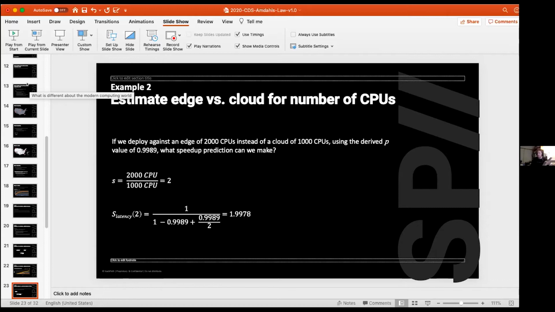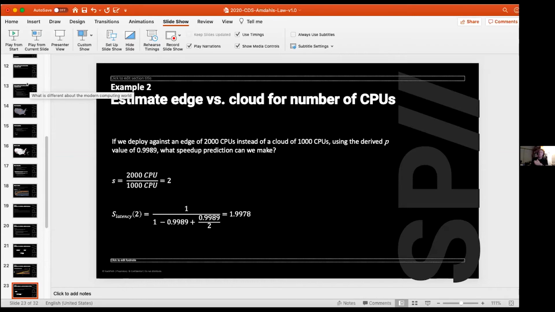Well, little s, let's assume that our edge has 2,000 CPUs, our cloud has 1,000 CPUs. Well, that gives us a little s value. The speed up value now is a factor of 2. That's 2,000 CPUs divided by 1,000 CPUs. We already have our value of P that we calculated just a moment ago. And so our predicted speed up moving from cloud to edge, now just plugging the numbers in, we're at a speed up of just under a factor of 2, 1.9978.